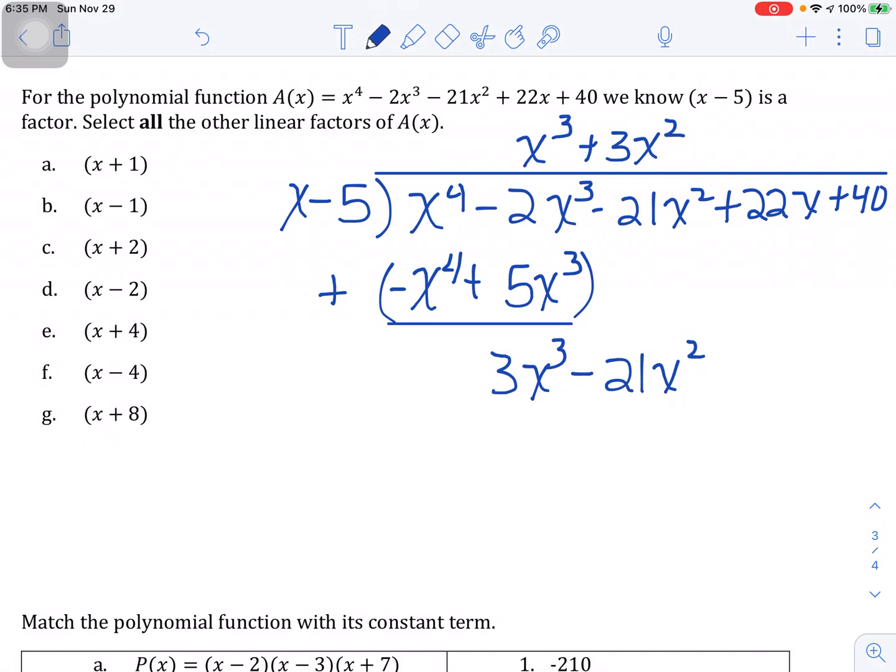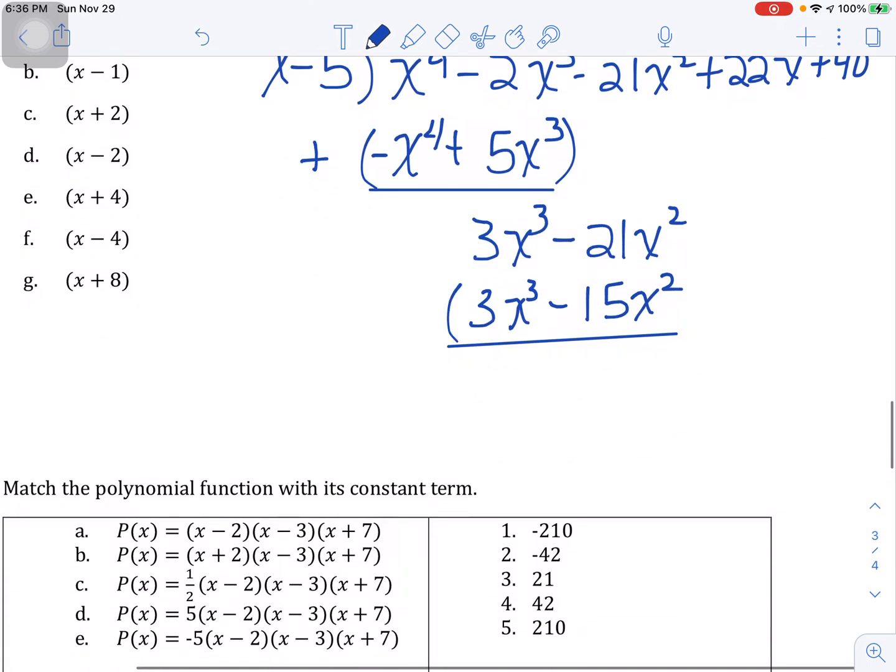Oh, I've already put that up there. So let's do the multiplying then. So we have 3x cubed minus 15x squared then, and subtract, or add the negative. Change that to a positive then.